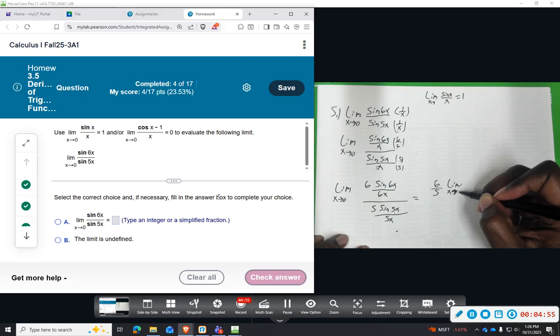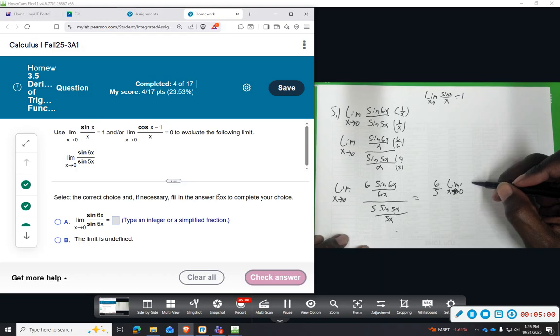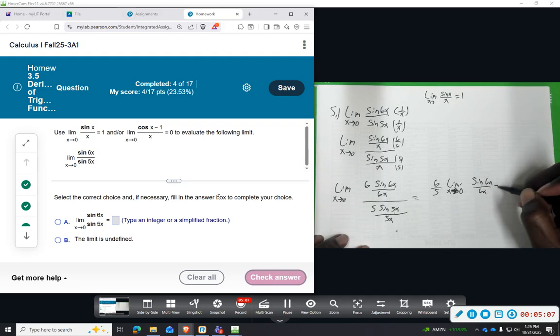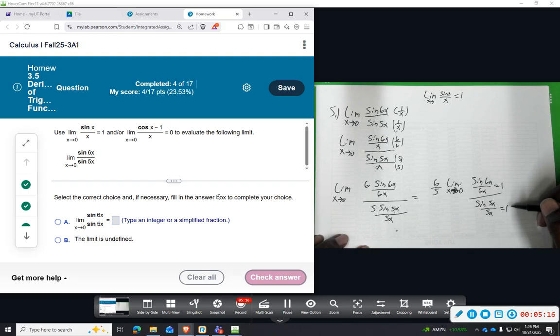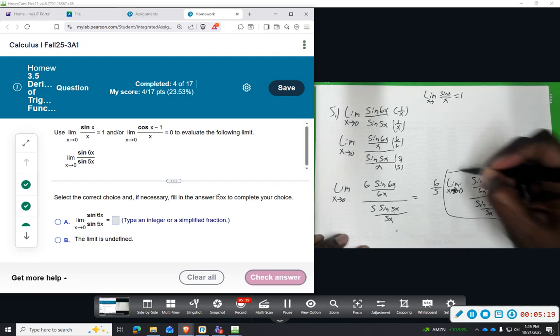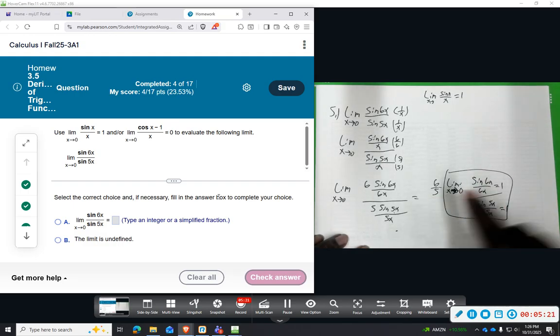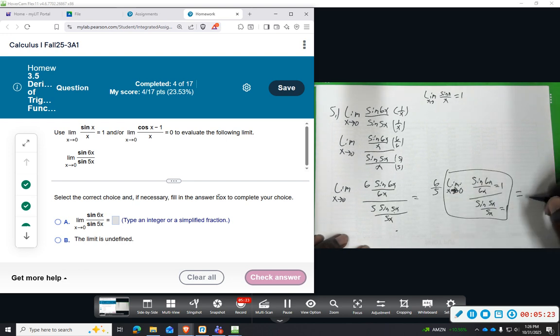As x goes to 0 of the sine 6x over 6x, that's going to equal 1. And the same thing with the bottom, sine of 5x over 5x. It's also going to equal 1, so 1 divided by 1 is 1. So this whole limit goes to 1. And then 6 over 5 times 1 just gives us 6 over 5. So that's the idea here.